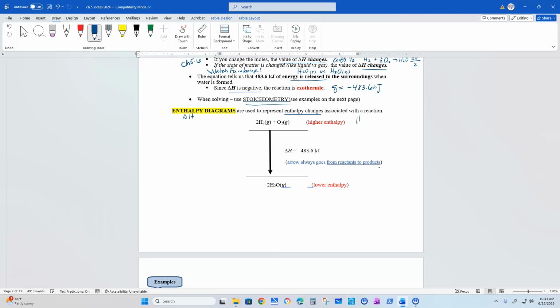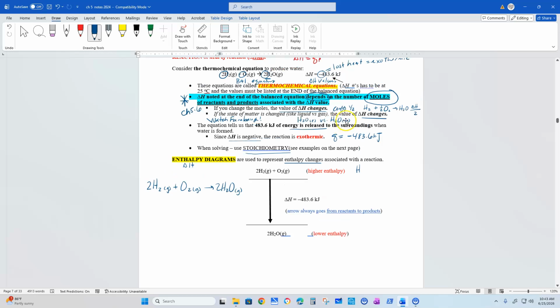Now, this was your equation above. Actually, I'll write it over here so I have more room. H2 gas, O2 gas, and then I had 2 waters. Okay, let me make sure I wrote my equation correctly. So I had 2H2, and then I had 1 oxygen and then 2 waters. Now, how to write an enthalpy diagram. First thing is, you're going to draw 2 lines.